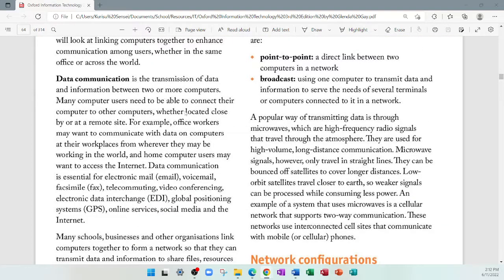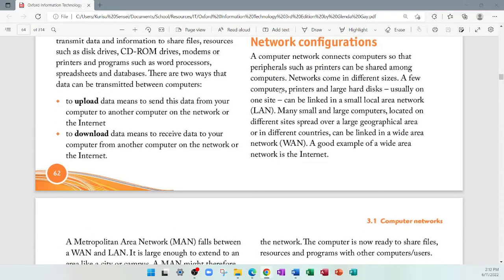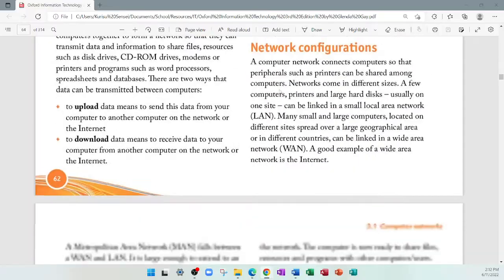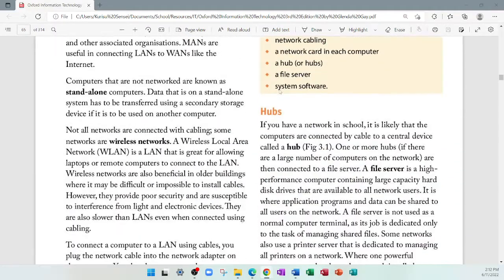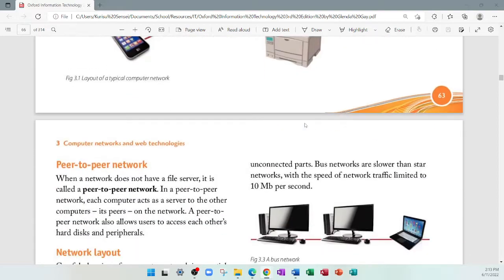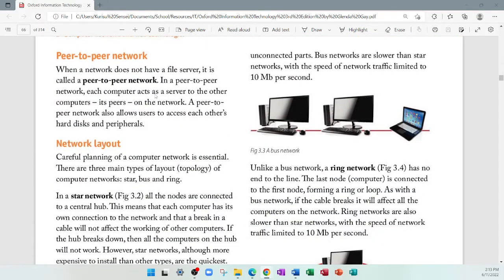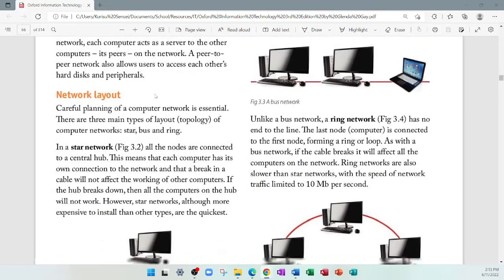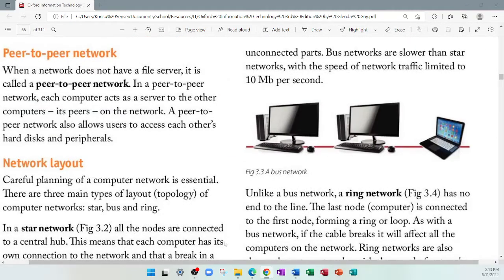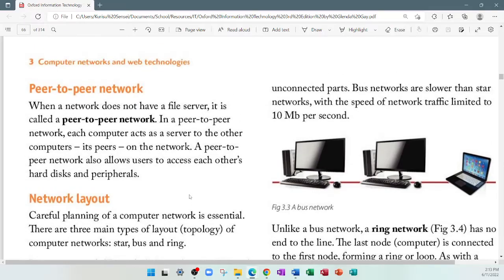We looked at the various configurations such as PAN, LAN, WAN, MAN. What is a standalone? What are wireless networks? What do you need to make a network? So we'll be continuing today. Alright, we'll start with the peer-to-peer network so we can have a clarification on that.